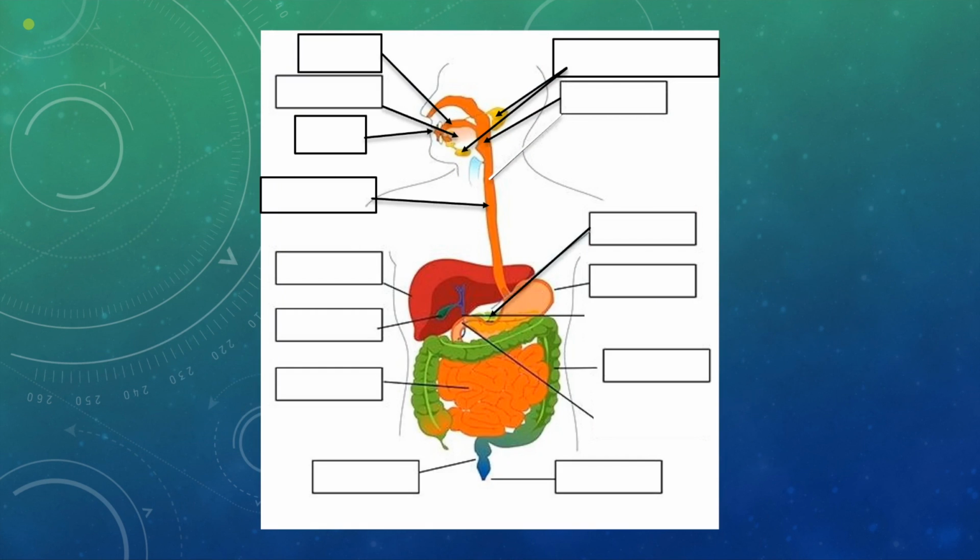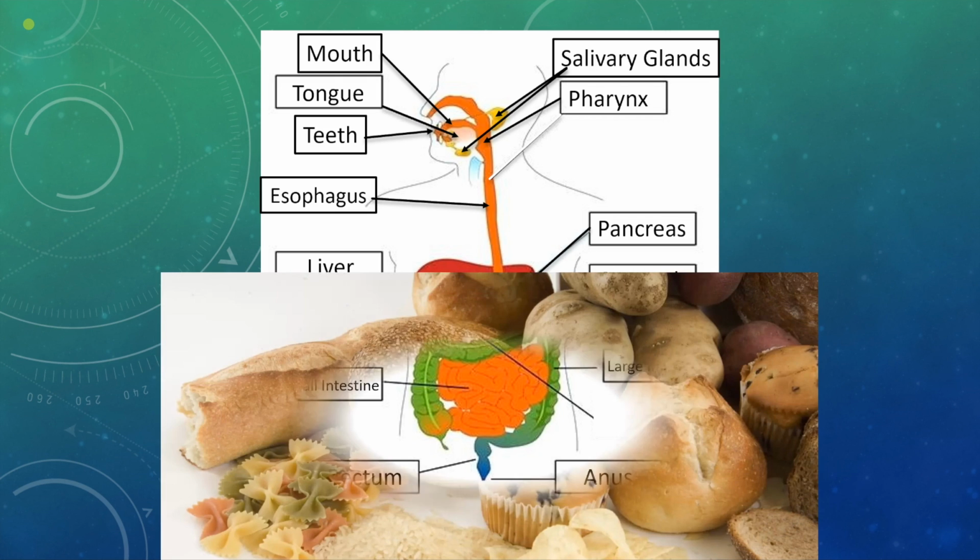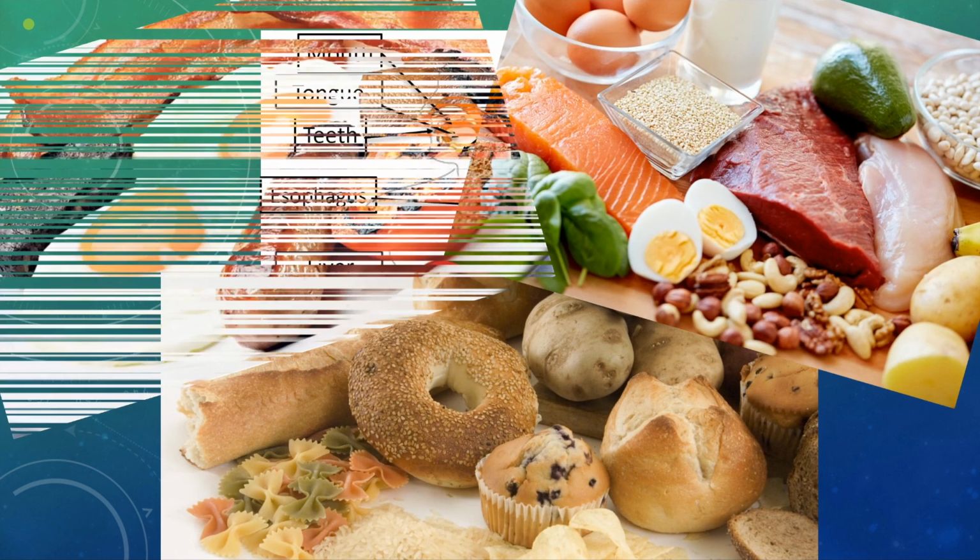The digestive system includes the mouth, tongue, teeth, salivary glands, pharynx, esophagus, stomach, liver, gallbladder, pancreas, small intestine, large intestine, rectum, and anus. Each of these components has a certain role to play within the system. With that being said, some components have different functions depending on the type of molecule that's being digested, whether the food is made up of carbohydrates, proteins, or fats.